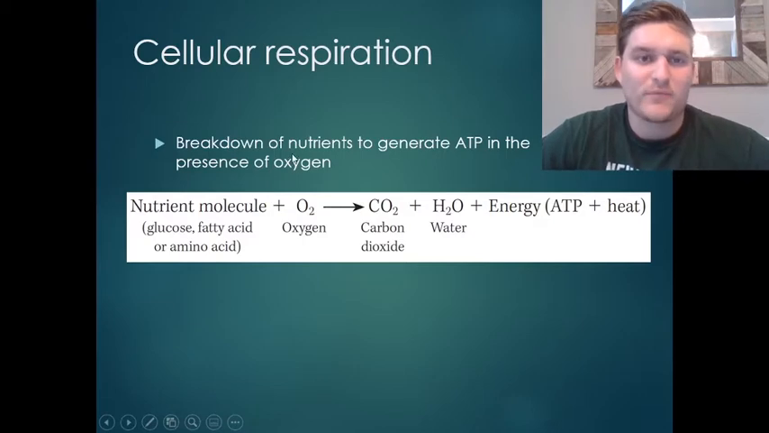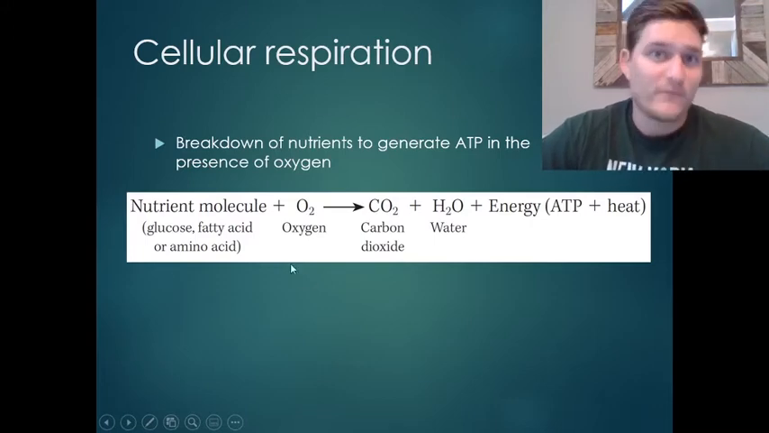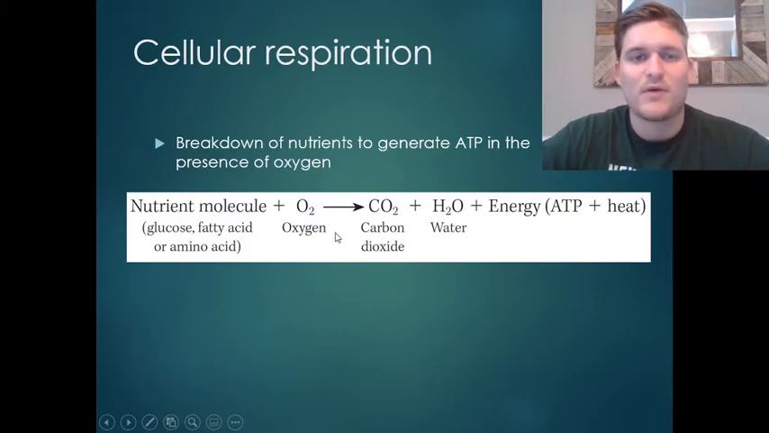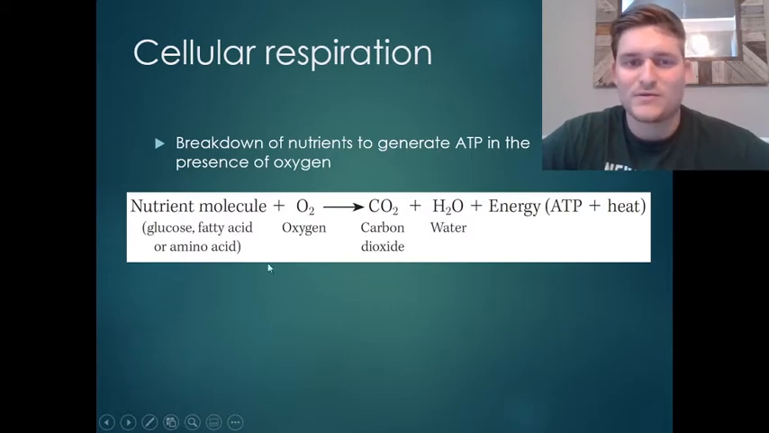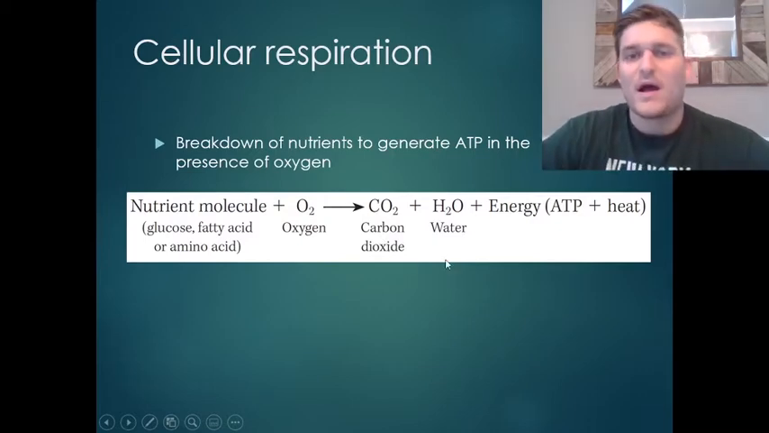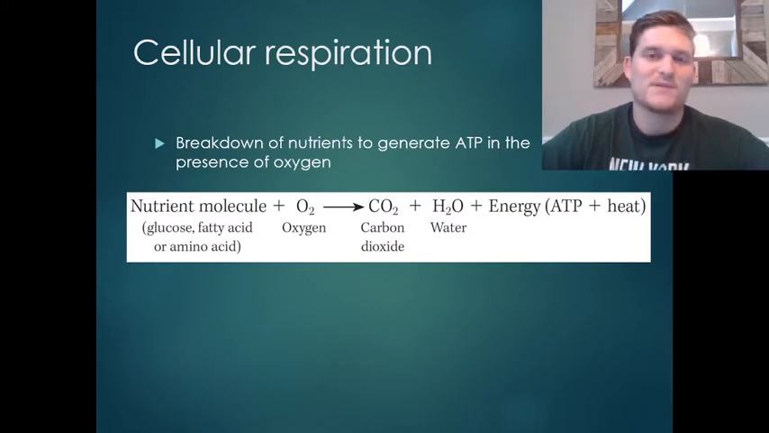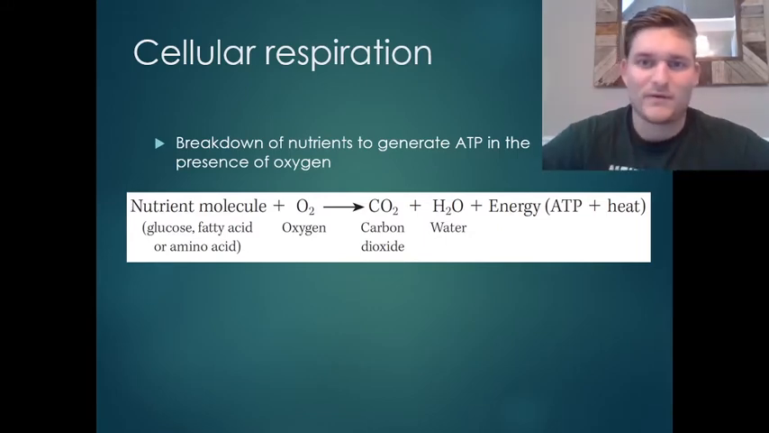So cellular respiration is going to be the breakdown of nutrients to generate ATP in the presence of oxygen. So we consume foods, they have carbohydrates, they have fats, they have proteins, and then within the cell, we're going to use oxygen in order to generate energy. And so once we metabolize those nutrients, our byproducts are going to be carbon dioxide, which we exhale out, water, which, of course, makes up a lot of our body composition, but we also exhale and get rid of it in other ways. And then energy, which is what we're looking for.